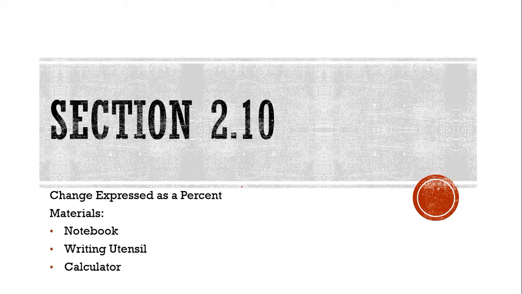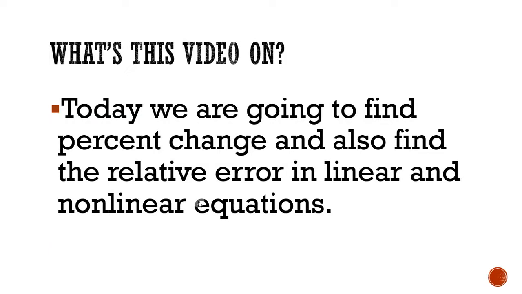Today we're going to look at section 2.10, which is change expressed as a percent. This is going to be similar to what we learned recently. For materials, make sure you have your notebook, writing utensil, and you probably are going to want a calculator today. We're going to find percent change and also how to find a relative error in linear and nonlinear equations. We're going to look more at linear though.